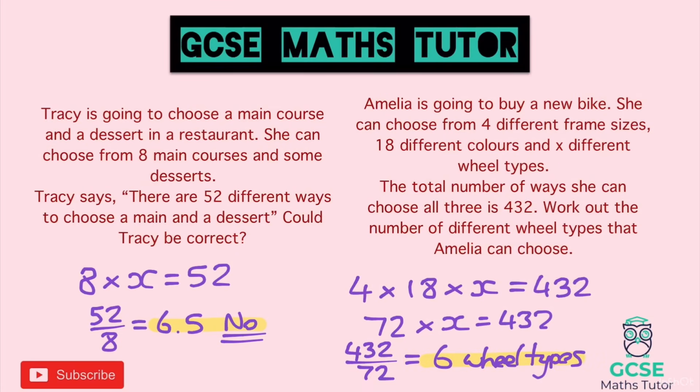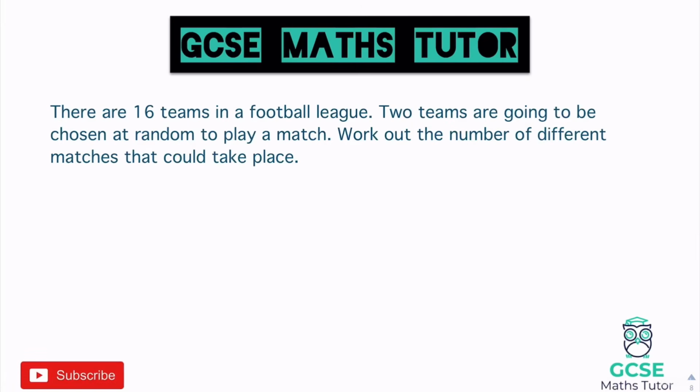Right, let's have a look at something else and how this can sort of change with the language now. Okay, so this question says there are 16 teams in a football league. 2 teams are going to be chosen at random to play a match. Work out the number of different matches that could take place. So when it comes to a question like this, we've just got to be a little bit careful, because it says here, work out the number of different matches that could take place.